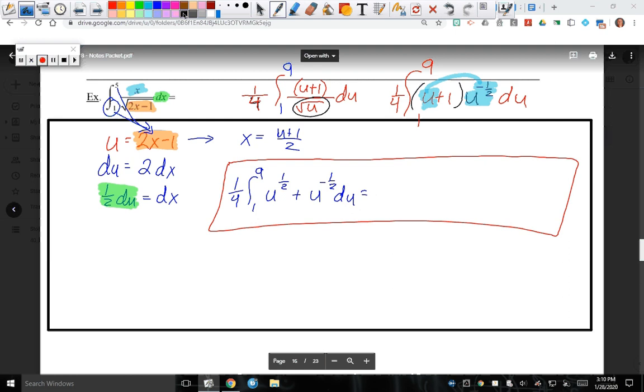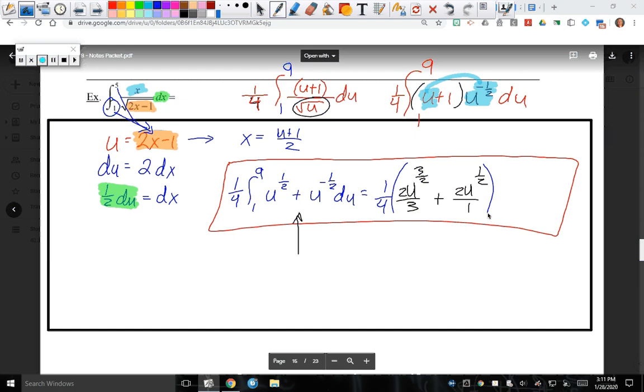Okay? Here we go. What does u to the 1/2 become? U to the 3/2 times 2/3. What does the u to the negative 1/2 become? U to the 1/2 times 2, or 2 over 1. There is addition in between. What am I missing? Plus c and 1/4, right? So 1/4.